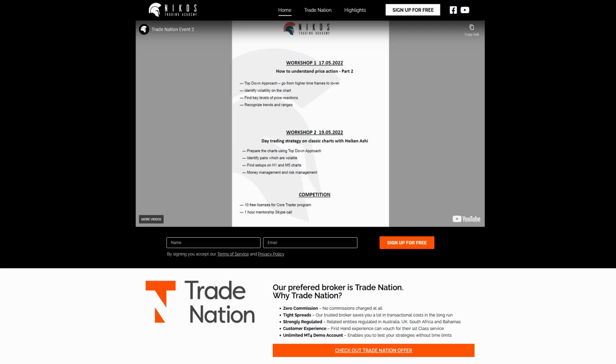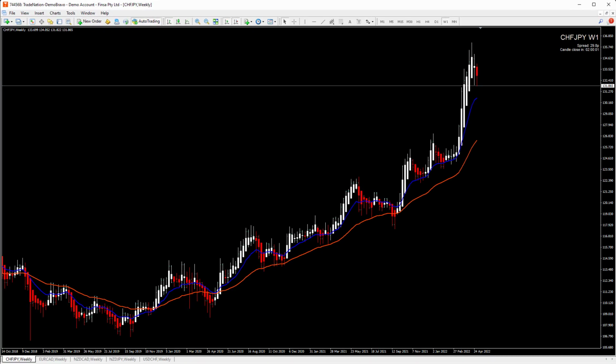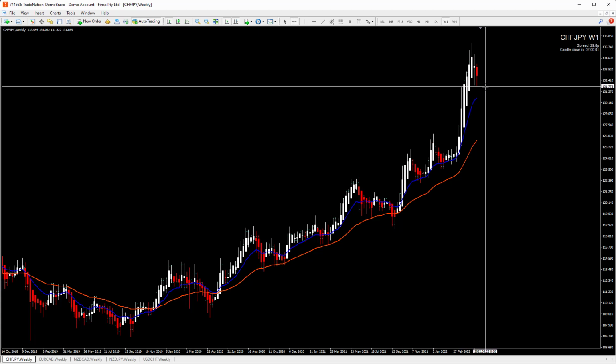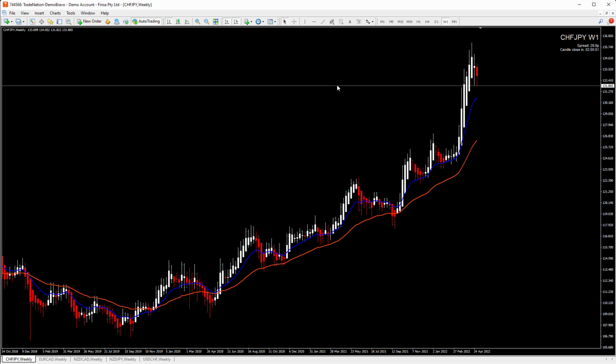So now let's go to our charts. Let's go to the first pair, which is Swiss franc yen. Right now, what we see on the Swiss franc yen on the weekly chart is that price is pushing down. It's trying to maybe get this bigger retracement.